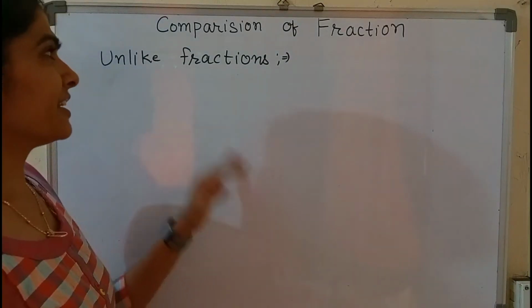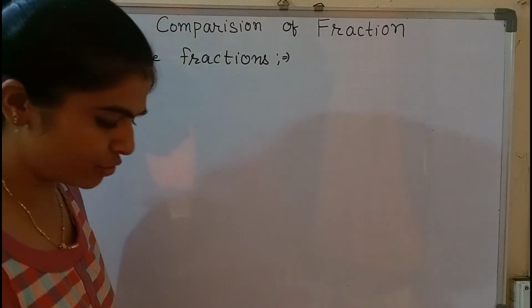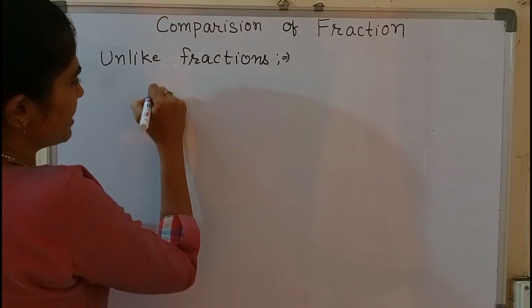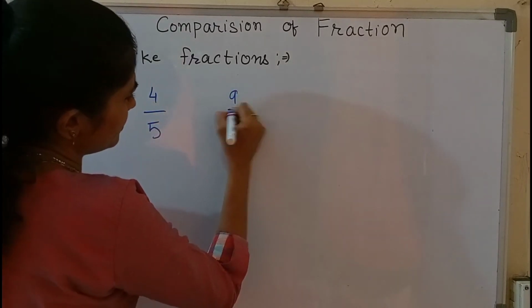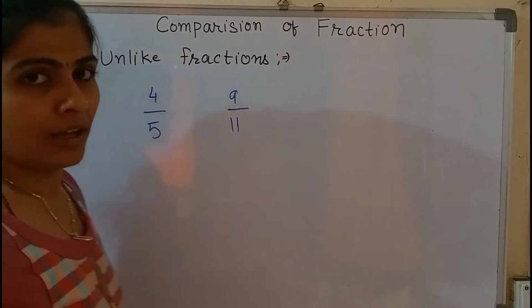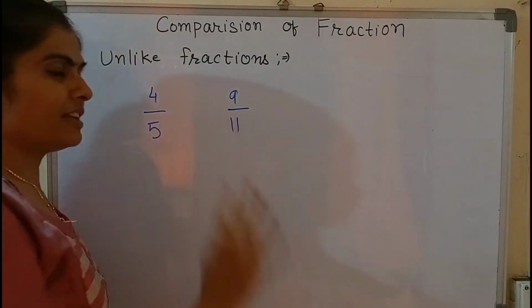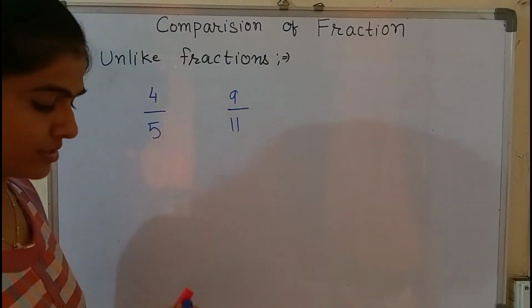Now, this is the third case where we are having unlike fractions. It means neither numerators nor denominators are the same. So how can we do so? Let's consider one example. Let's say 4/5 and 9/11. How do we do the comparison in the conventional method? We take the LCM of 5 and 11, then we make the denominators the same and proceed further, right?